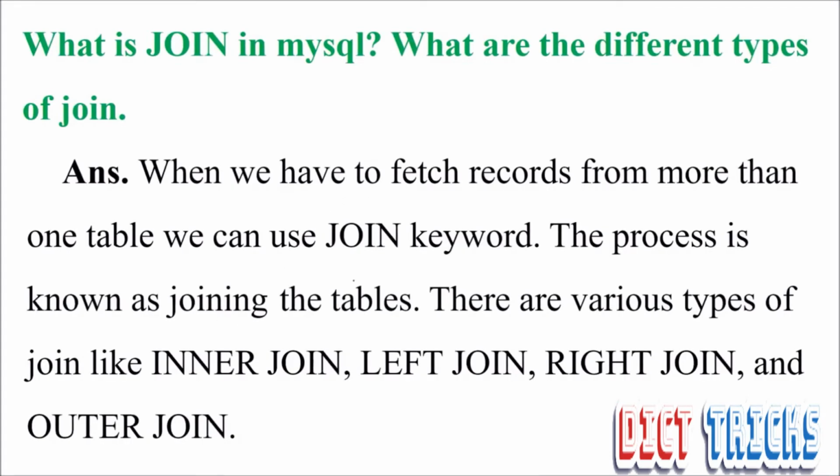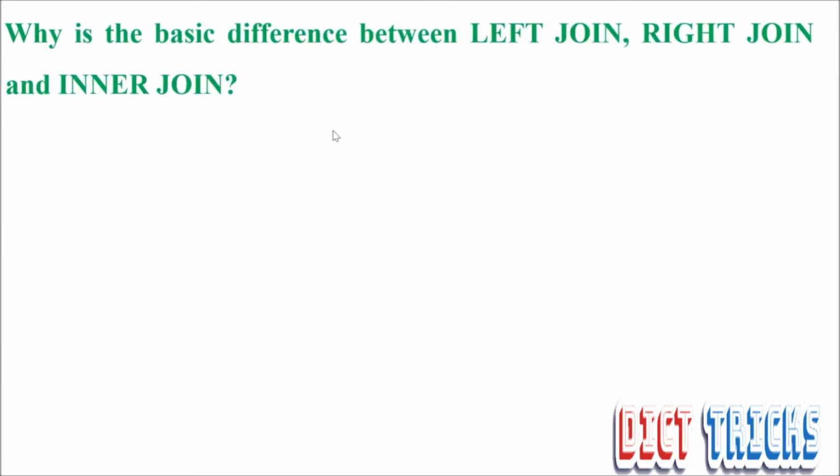What is join in MySQL and what are the different types of join? When we have to fetch records from more than one table, we can use the join keyword. If you are fetching records from one table, it is okay, but what about fetching records from multiple tables? For that, you have to use join. This process is called joining the tables. There are various types of join, like inner join, left join, right join, and outer join.